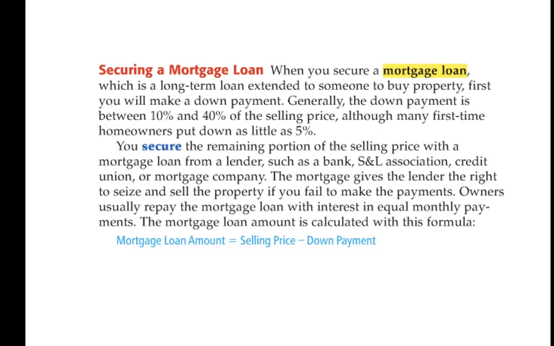When you secure a mortgage loan, which is a long-term loan extended for someone to buy property, first you must make a down payment. Generally, the down payment is between 10% and 40% of the selling price, although many first-time homeowners put down as little as 5%. You secure the remaining portion of the selling price with a mortgage loan from a lender, such as a bank. If you fail to make payments, they will then take your house.